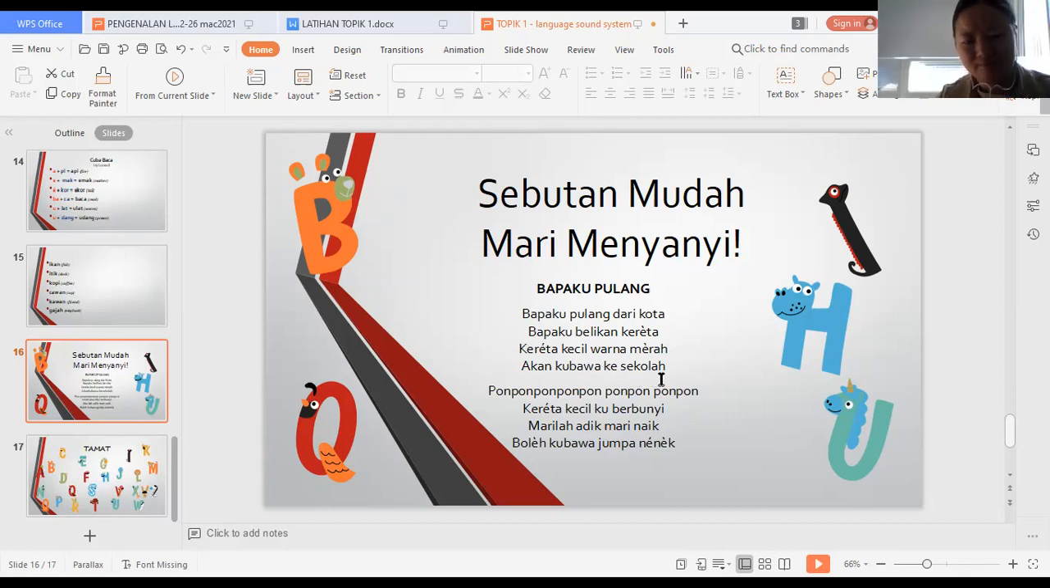Yes, perfect, Lee Wenhui. Okay. No rushing, just slowly. The most important thing is you know how to read it in Bahasa Melayu. Even if you don't know what the meaning is, you don't care. The first objective today is that you know how to read and pronounce in Bahasa Melayu. Thank you, Lee Wenhui. Terima kasih.